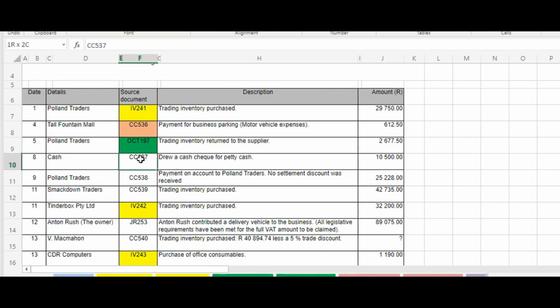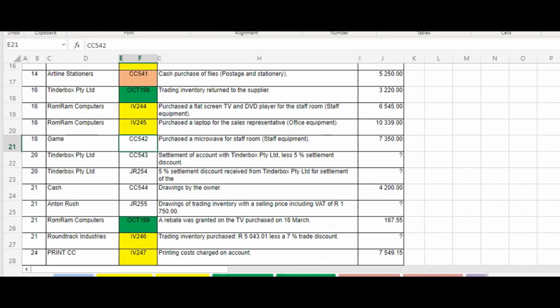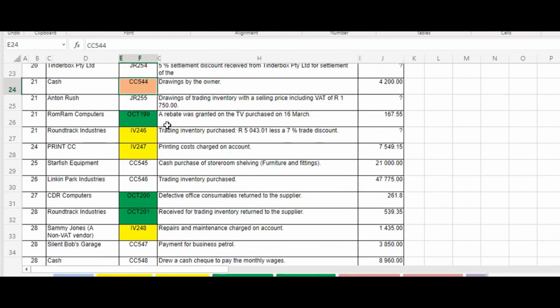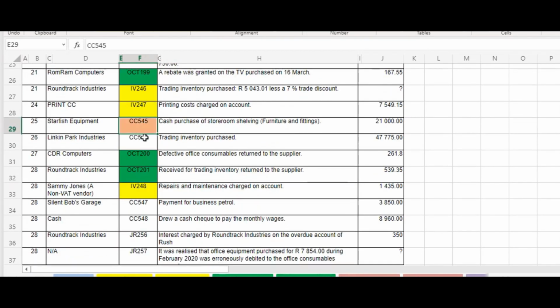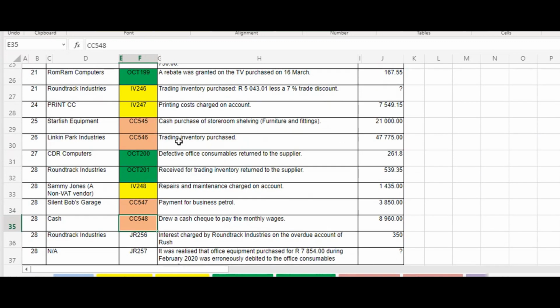So it's 1, 2, 3, 4, 5, 6, 7, 8, 9 transactions. Oh no, there's more. Oh, lots here. 10, 11, 12, and 13. It's important to count them, guys, because if you know exactly how many there are, then you're not going to miss a line item.